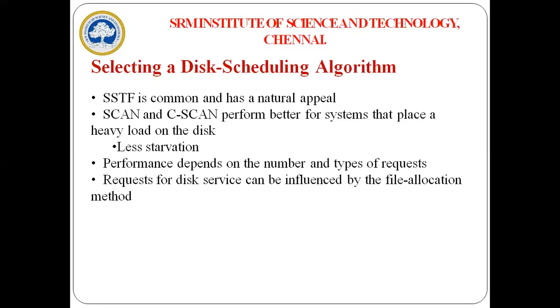So how can we select the best scheduling algorithm? The performance depends on the number as well as the type of our requests. So based on the requests only, we can select our best scheduling algorithm. So the number of requests as well as the type of requests. Here the requests for disk services can be influenced by the file allocation methods. In the same fashion as the file allocation method is managed, the requests are also going to be served. So after this, the disk scheduling algorithm concept is going to be over. We will see in the next video.